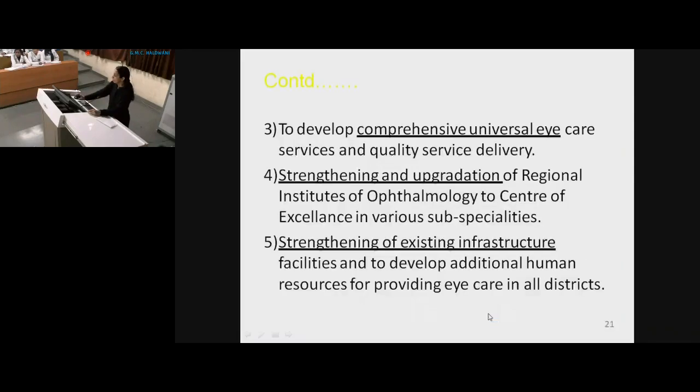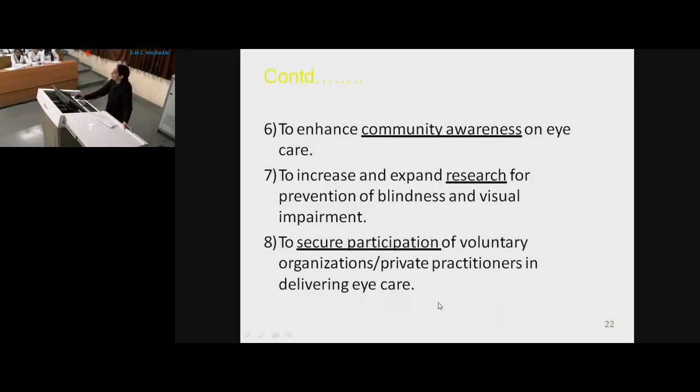To develop comprehensive universal eye care services and quality service delivery. Fourth is strengthening and upgradation of Regional Institutes of Ophthalmology to Centers of Excellence in various subspecialties. Fifth is strengthening of existing infrastructure facilities and developing additional human resources for providing eye care in all districts. To enhance community awareness on eye care. To increase and expand research for prevention of blindness and visual impairment. To secure participation of voluntary organizations or private practitioners in delivering eye care.